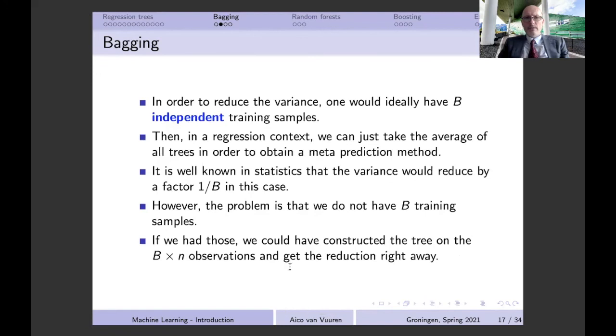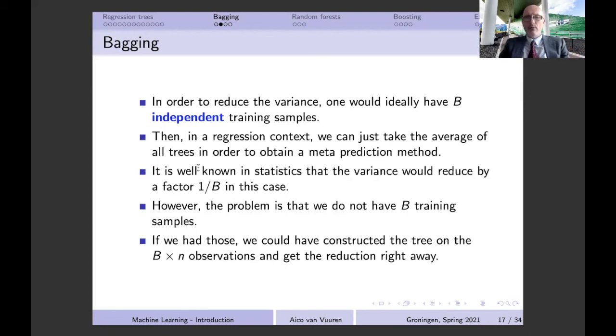Now the question of course arises, what could we do about that? Well, we could do something about that if we had B independent training samples. Theoretically, if we had B independent training samples, we could look at all the different trees that we get from these samples. So we get not just one tree, but B of them. If, for example, B is equal to 100, then we get 100 trees, and essentially also 100 predictors. In a regression context, with a continuous outcome variable, we could simply take the average of all the different predictors that we get from these B independent training samples. And then we get something that we typically call a meta prediction, a new prediction out of all these predictions.